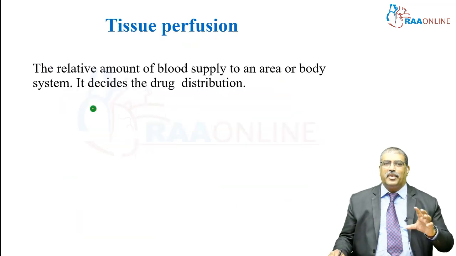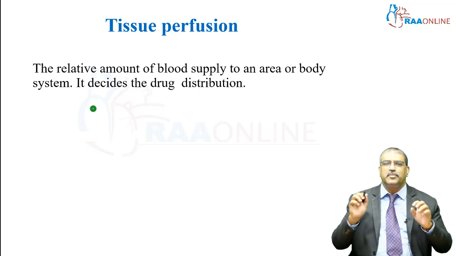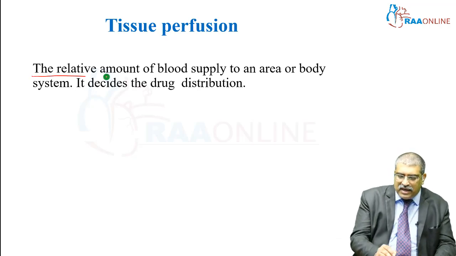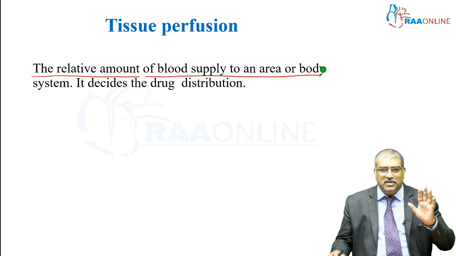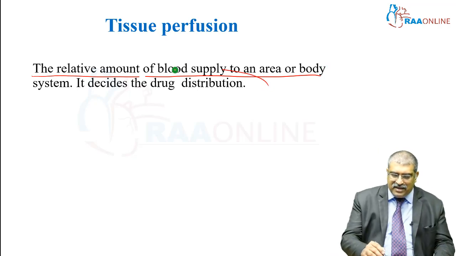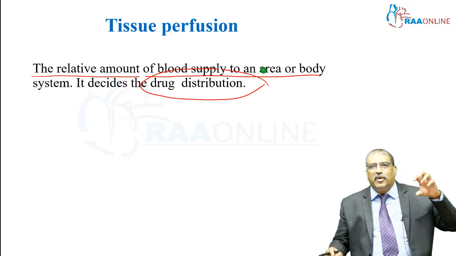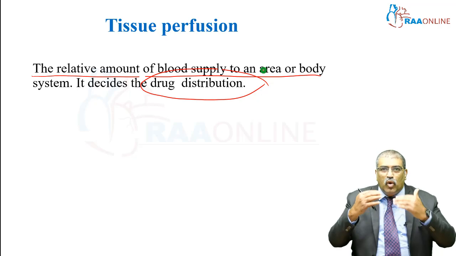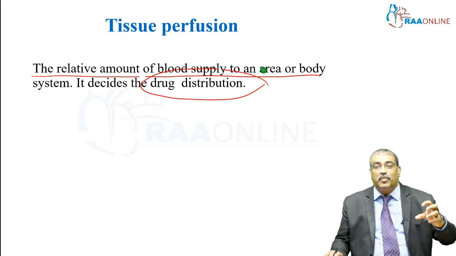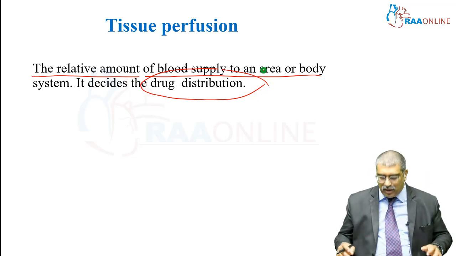Now coming to the other part, tissue perfusion. What is tissue perfusion? The relative amount of blood supply to an area or a body system. It decides the drug distribution. For example, when you inject thiopentone or some other drug, how much drug goes into the tissue depends upon the perfusion of that particular tissue.